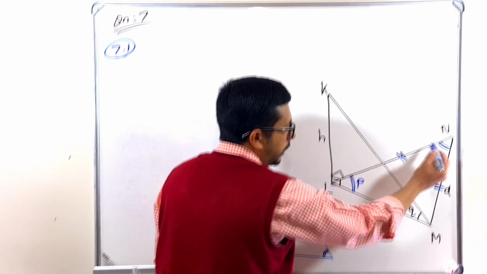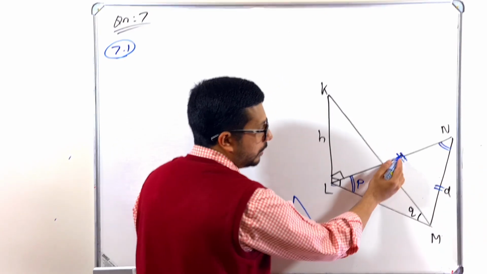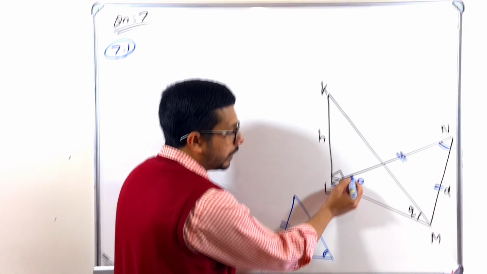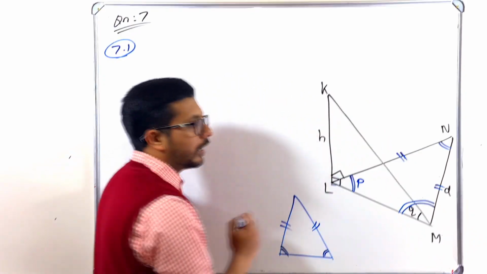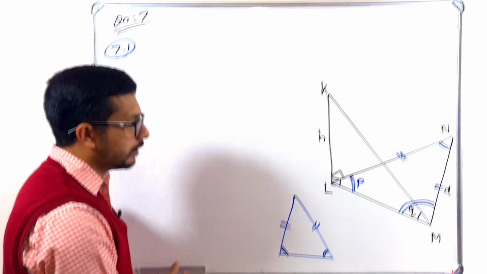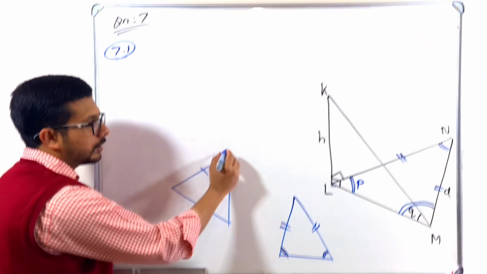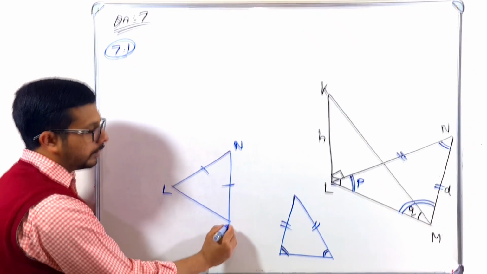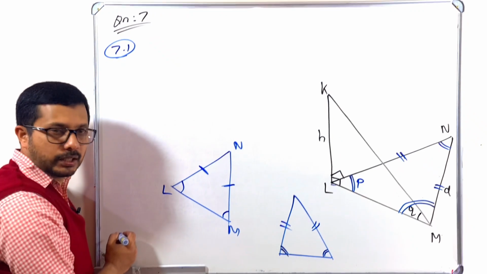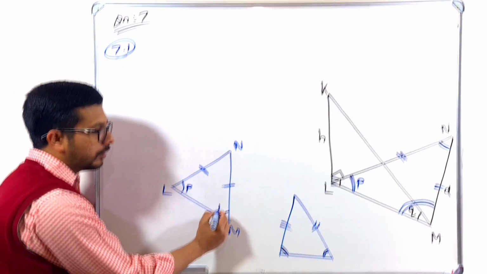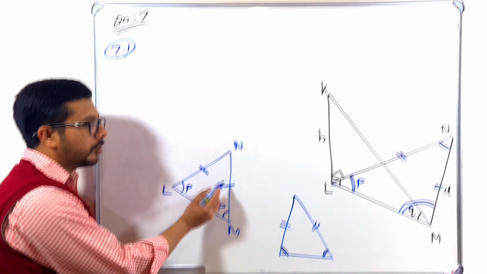So now look at this triangle LNM. These two sides are equal, so it means that the opposite angles are also equal. This angle and this angle are equal. If I draw that triangle here, this is our N, this is L, and this one is M. These two sides are equal, so this angle and this angle are equal. Here it is P, so that one is also P. What is the reason? Opposite angles of equal sides.